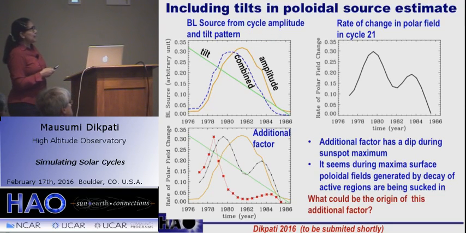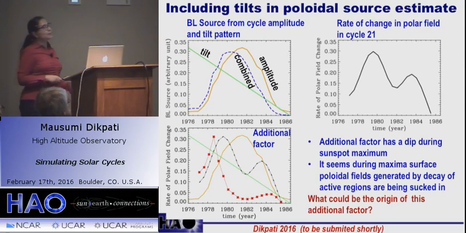You can see this additional factor has a dip exactly near the sunspot maximum. It seems during the sunspot maximum, the surface poloidal fields are being sucked in. They are not going to the pole. They are not producing the polar fields. They are getting sucked in. So what could be the origin of this additional factor?